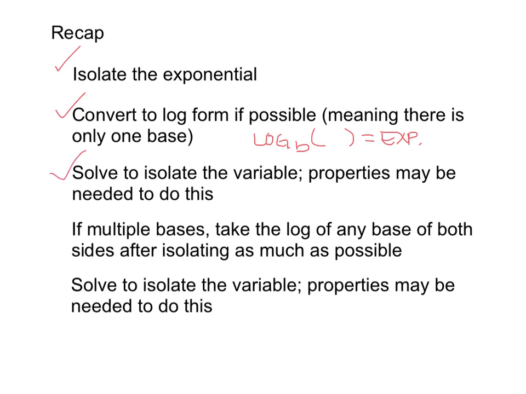Sometimes you have to use properties to do that, and that's why we learned about properties before we learned about solving. If you have the case, like the last question we had, where there were multiple bases with exponents that had variables, then you have to take the log of both sides. And you can take the log of any base you want as long as you're consistent. Then, if you're using that method, you go back to isolating the variable, and again, properties might be needed in order to do this. More than anything else, you will use these first 3 steps.